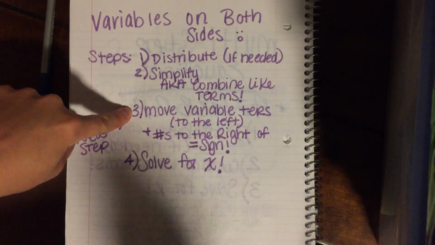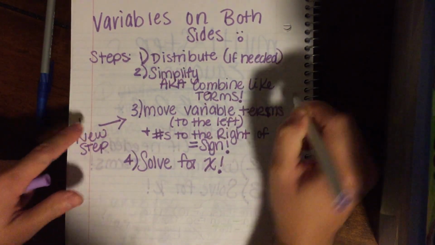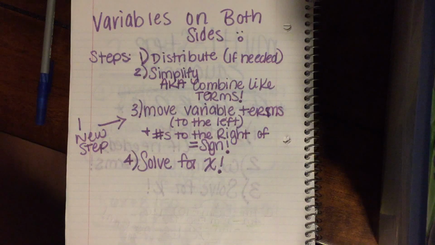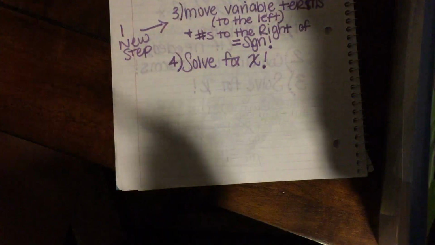Step 3, move all variable terms to the left side of the equal sign and move all numbers to the right side of the equal sign. Step 4, solve for x. Let's try a problem.